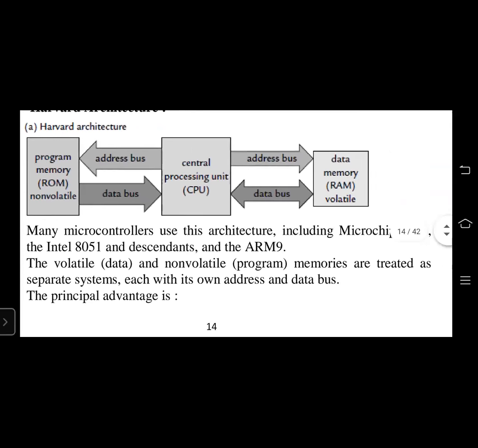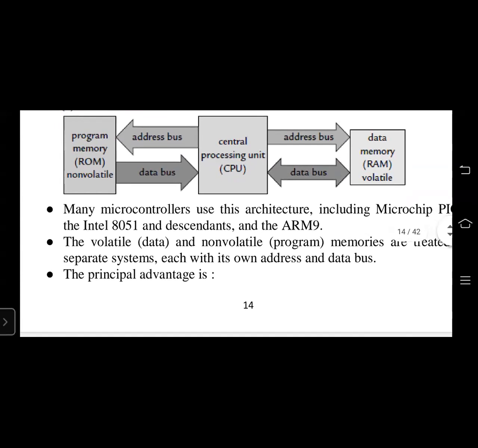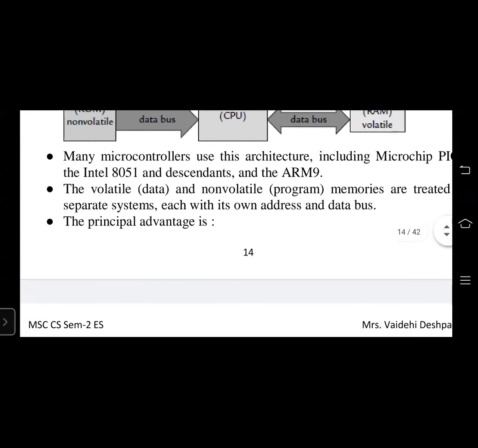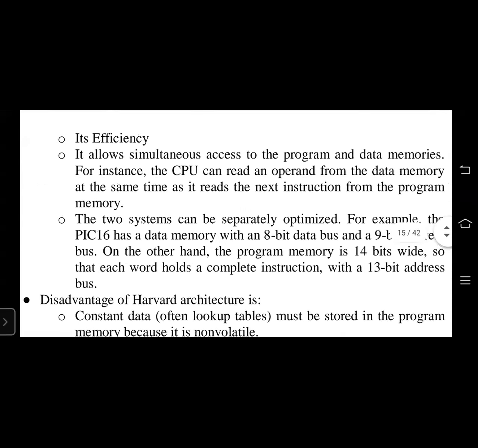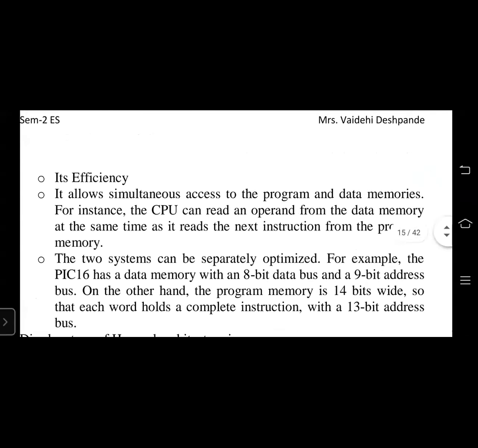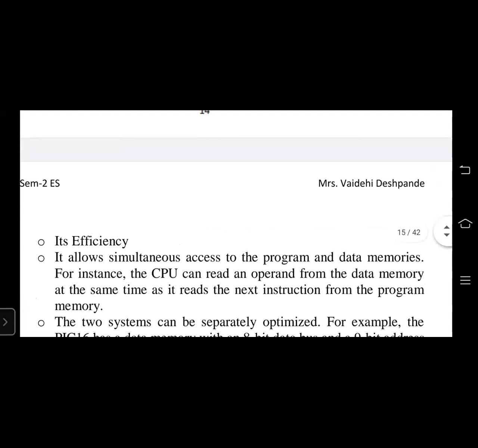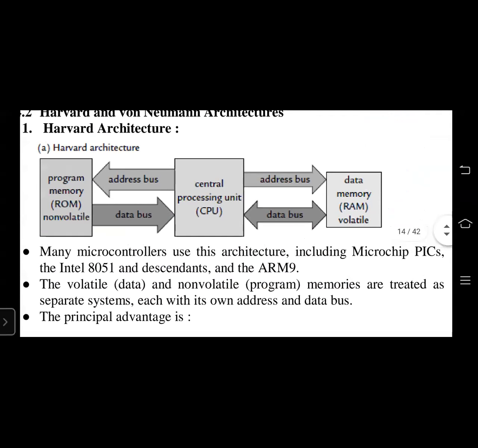These memories are treated as separate systems, each with its own address and data bus. So the address bus and data bus of both are different. What are the principal advantages of this? Its efficiency is quite good. It allows simultaneous access to the program and data memories. Now, why can it access program and data simultaneously? What do you mean by simultaneous access?